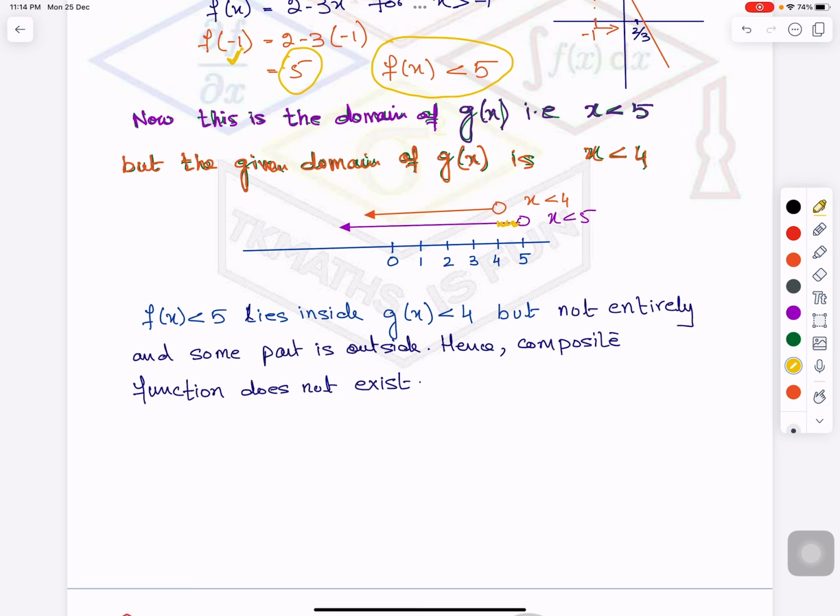And you have to write the reason every time. So you can say, though f of x less than 5 lies inside less than 4, but not entirely. And this is a condition: it must lie entirely within the domain of g of x.